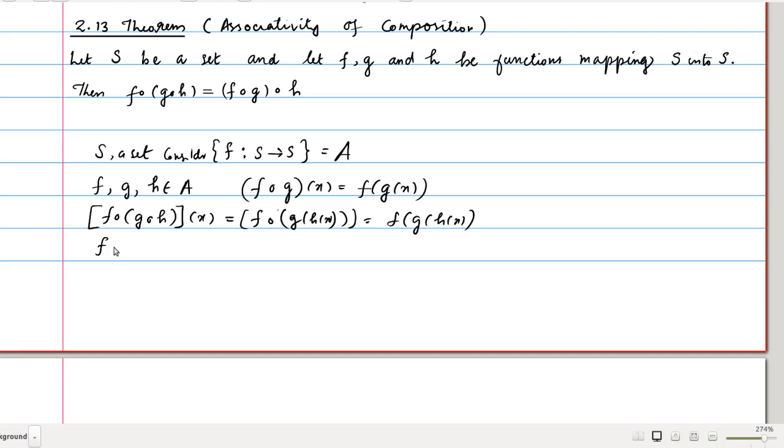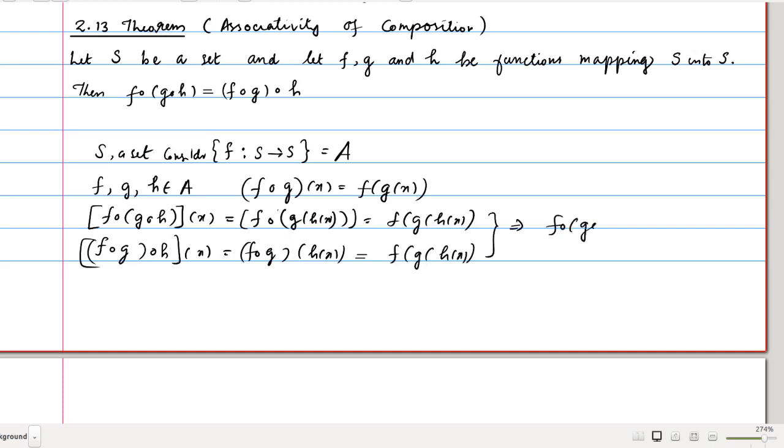Similarly, you can evaluate f composition (g composition h) of x. This will be f of (g composition h of x), so this is nothing but f of g of h of x. So from these two statements we get (f composition g) composition h is the same as f composition (g composition h). So this is the associativity of this composition.